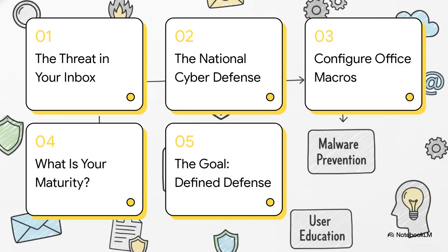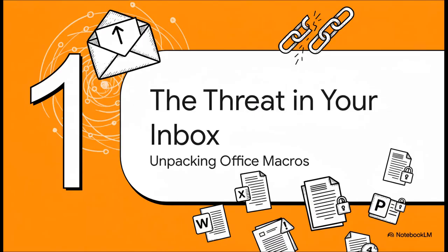So here's how we're going to tackle this. First, we'll look at the threat. What's actually lurking in your inbox. Then we'll zoom out to see the national defense strategy. After that, it's all about the nitty-gritty of controlling those macros. We'll also figure out how to measure your own defenses. What's your maturity level? And finally, we'll talk about the big goal, what a defined defense actually looks like. All right, let's jump right in and set the scene.